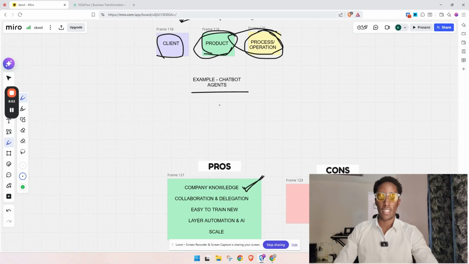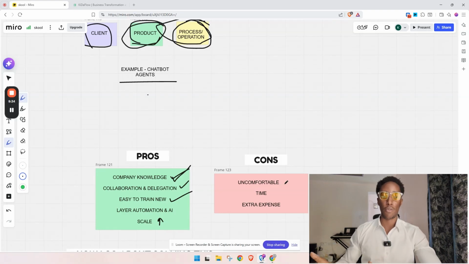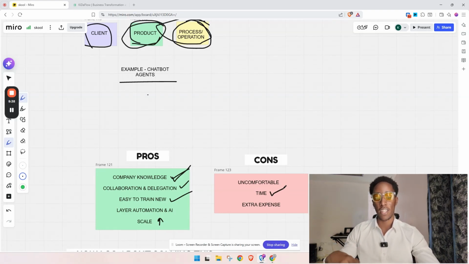The second thing is that it helps you collaborate and delegate. Once you systemize, you're able to train new team members very easily. And then, of course, you're able to layer on automation and AI to perform tasks so that ultimately you're able to scale. The con of this is that it's a bit uncomfortable for most businesses, moving from one system to another. It will probably take a lot of time and it will be an extra expense.